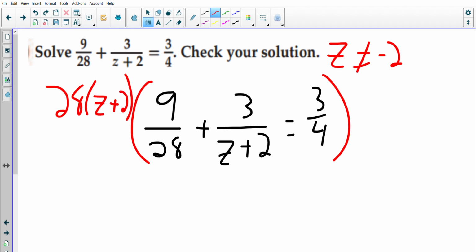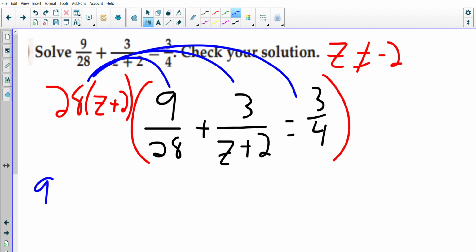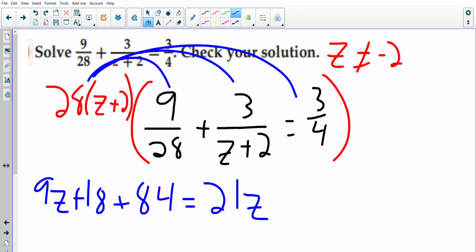And what we're going to do is we're going to distribute this to everything. And so what ends up happening is things cancel out. So the 28s on the first one cancel out, so we're left with 9 times z plus 2, so we get 9z plus 18. And then the next one, the z plus 2's cancel out, so we're just left with 84. And on the last one, 28 and 4 reduce to get 7, so we have 7 times z plus 2 times 3. So that simplifies down to 21z plus 42.